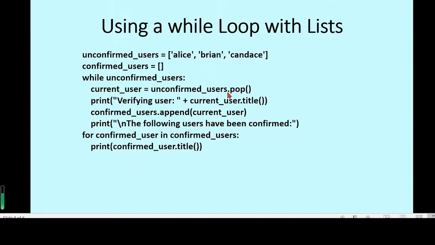So we use the pop function to take the last item of this list out, then store it in current user. Then we print a verifying message. Then in the confirmed users list, we append this current user. So this process will run until there are no items left in unconfirmed users. Then next, we can write a for loop to print out each confirmed user from this confirmed users list.